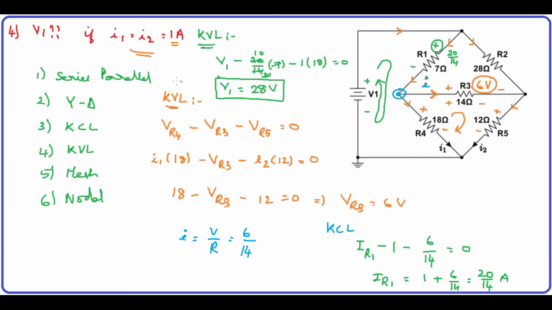So simply by using Kirchhoff's voltage law and Kirchhoff's current law, we have completed this part. What we have used here is Kirchhoff's current law and Kirchhoff's voltage law, not more than that. So this is the simpler method. So we can go ahead with mesh and nodal also. So let me solve this problem with mesh and nodal also, and we will conclude it.